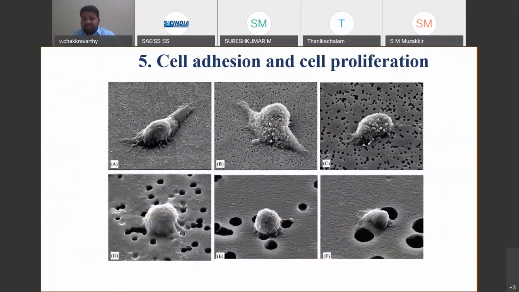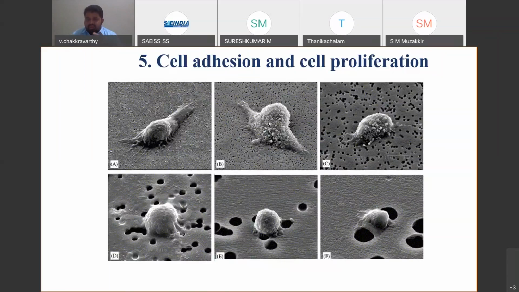Then the fifth one is nothing but the cell adhesion and the cell proliferation. For example, our bone cells are there. Our bone cells will feel more comfortable to adhere over a porous implant as compared to a non-porous implant. Wherever the small microporosities are there, our human bone cells will feel more comfortable to adhere or anchor. Just like a ship anchoring, it will try to anchor over the small porosity, and our bone cells will try to regenerate and start to grow.